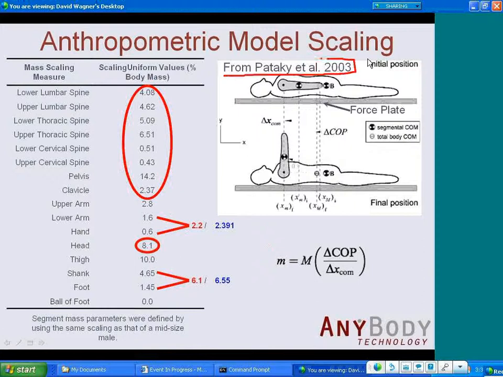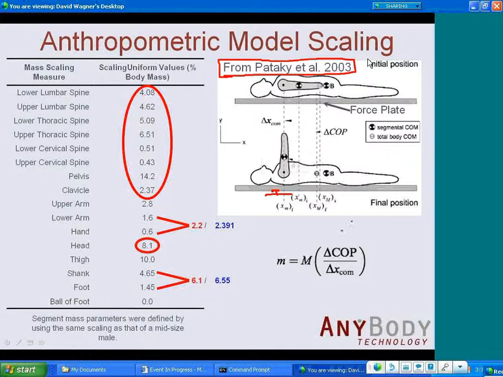masses of different segments of the body by laying an individual on a force plate, with the force plate supporting this individual, and having the individual change the position of a single segment of the body. If you measure the change in displacement of the center of mass of that segment, along with the change in center of pressure, you can calculate the mass of that segment.